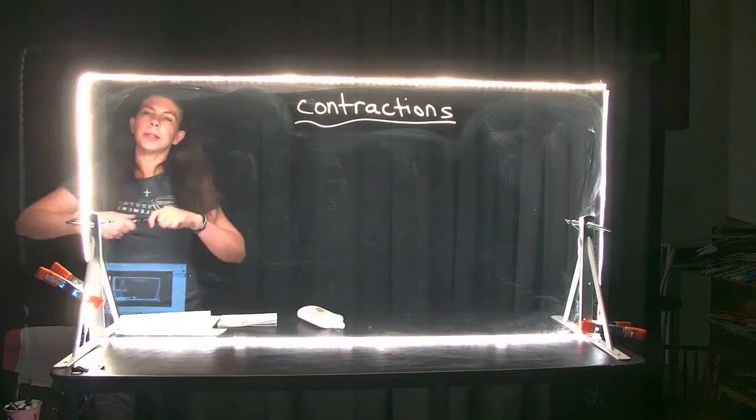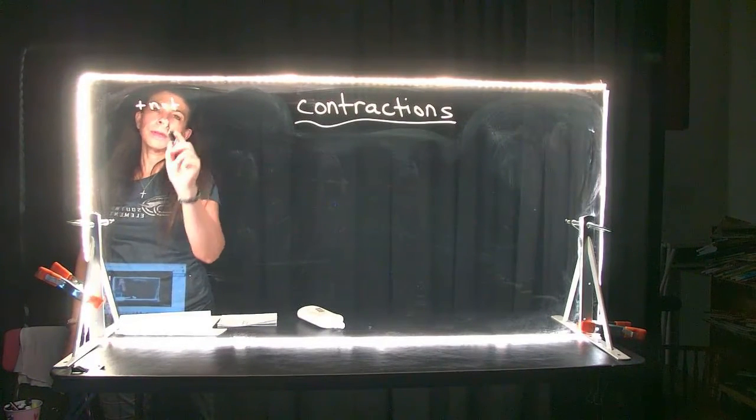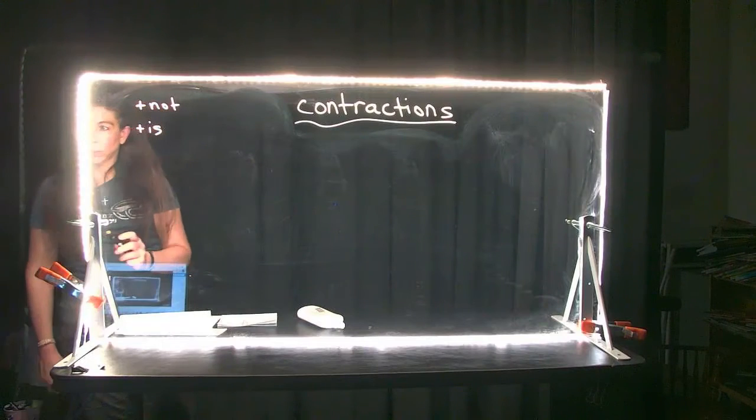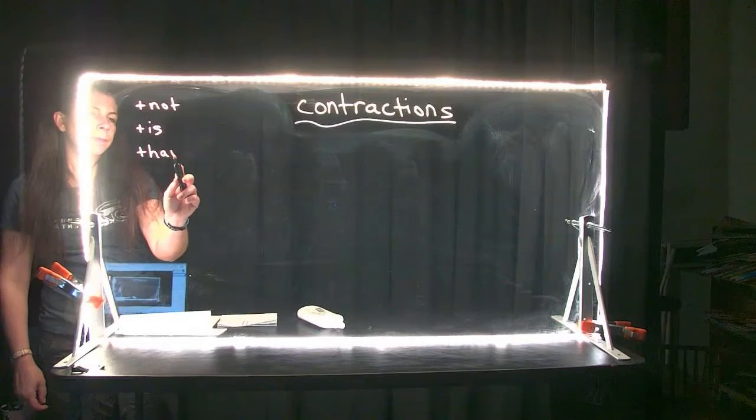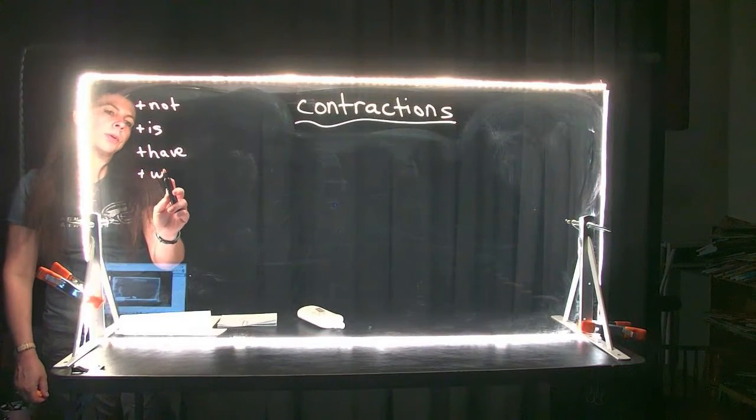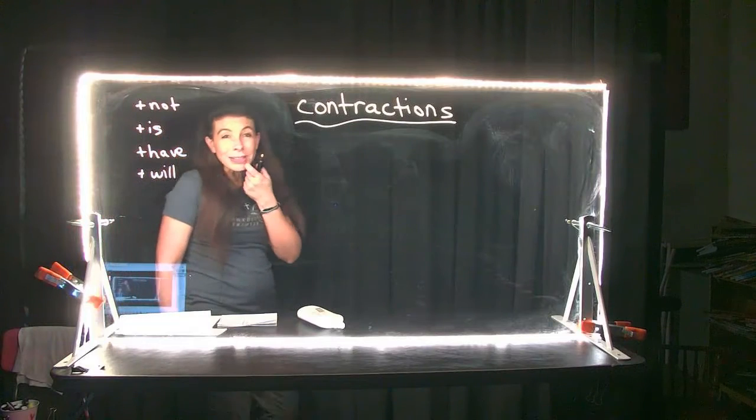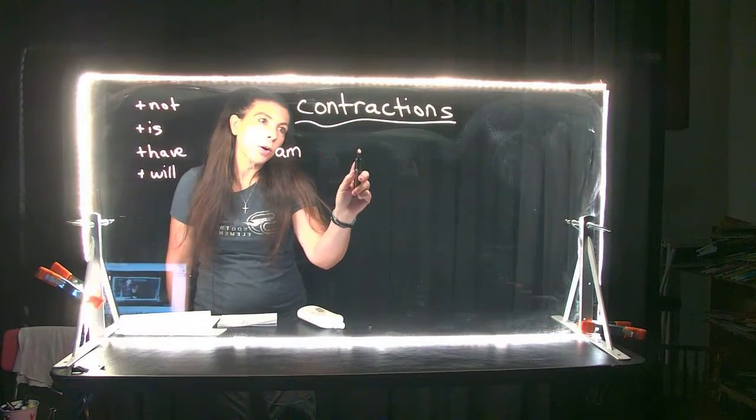Okay, so third grade, you can make contractions with not. You can make contractions with is. You can make contractions with have. You can make contractions with will. You can also make contractions with am and are.